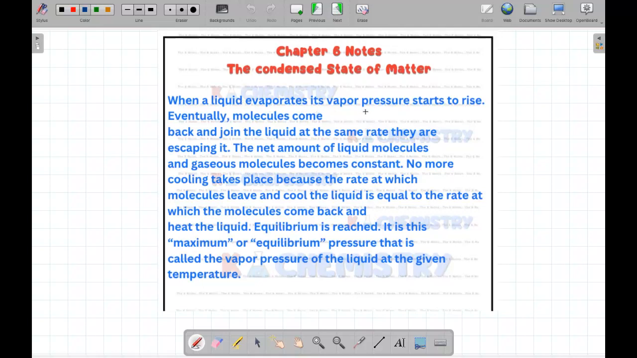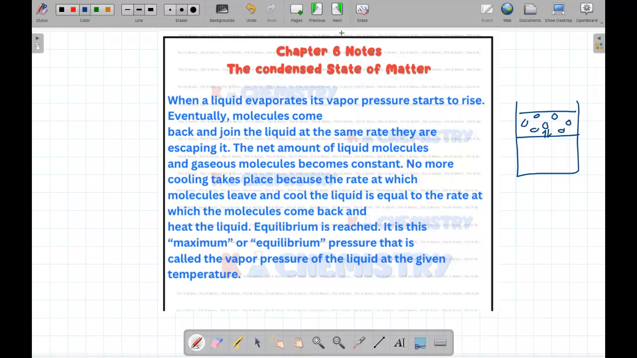When a liquid evaporates, its vapor pressure starts to rise. Why? Because more of the liquid is changing into vapor, with collisions causing the vapor pressure to increase. The molecules come back and join the liquid at the same rate they are escaping. So there is evaporation and condensation. The net amount of liquid molecules and gas molecules becomes constant. No more cooling takes place because the rate at which molecules leave the liquid is equal to the rate at which molecules come back and heat the liquid. This is equilibrium. This is the maximum or equilibrium pressure that's called the vapor pressure of the liquid at a given temperature.